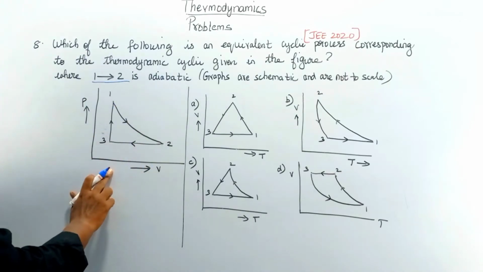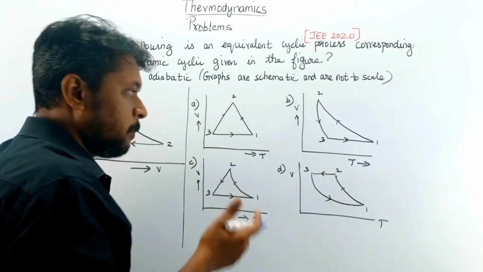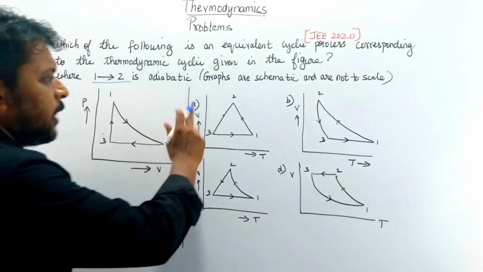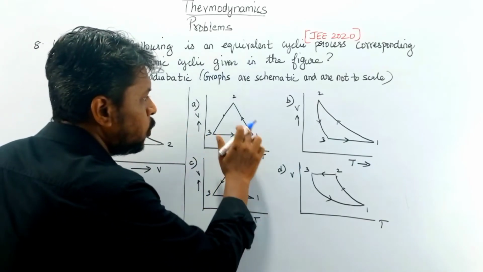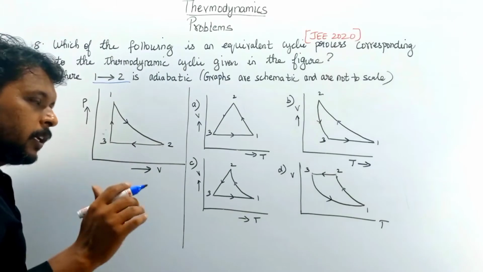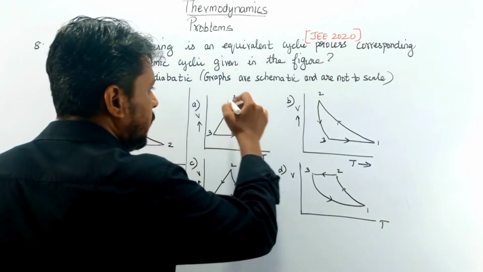Okay, so we have to see the equivalent figure. Here the options are represented in volume temperature, VT graphs. So we have to see the equivalent graph. See option A, here 1 to 2 they have represented in a straight line. So it is not at all correct, because an adiabatic process will be represented in a curved line always. So this cannot be right.